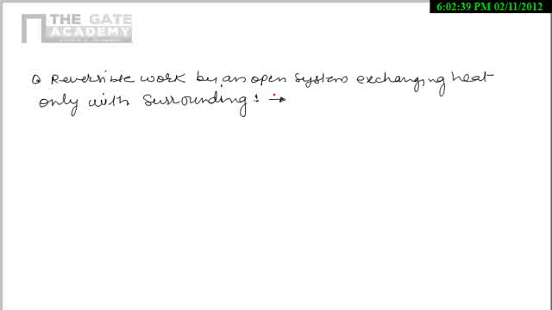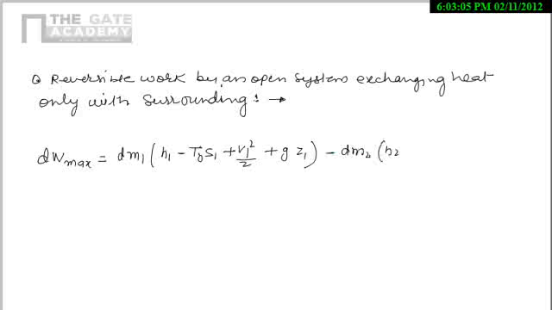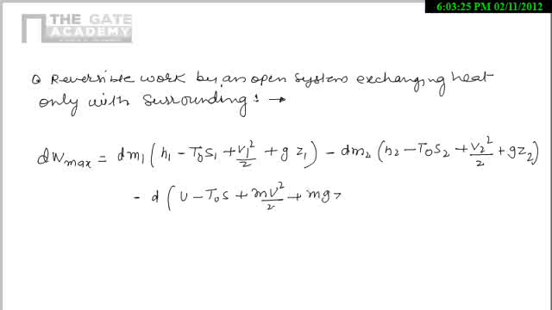So here we are interested in the maximum work done. So I am writing just the formula for maximum work done in that case. dW max in that case will be dm1 (h1 minus T0 s1 plus v1 square by 2 plus g z1) minus of dm2 (h2 minus T0 s2 plus v2 square by 2 plus g z2) minus of (dU minus T0 S plus mv square by 2 plus mgz).